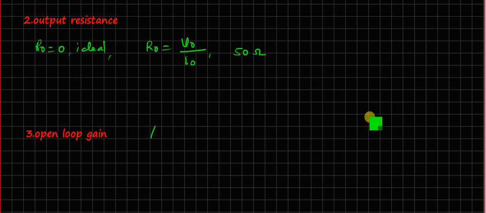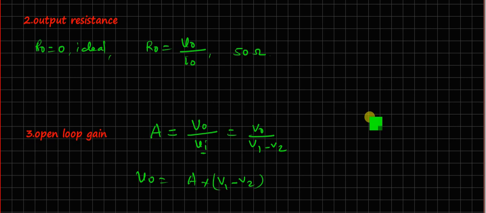What about the gain? Gain is the output voltage divided by the input voltage. Actually, the input is VID, so the gain is V naught divided by V1 minus V2, because it is the difference voltage. What is the output voltage? We get A times V1 minus V2. The operational amplifier's basic design is for amplifying the difference present at its two inputs, the inverting and non-inverting input terminals.